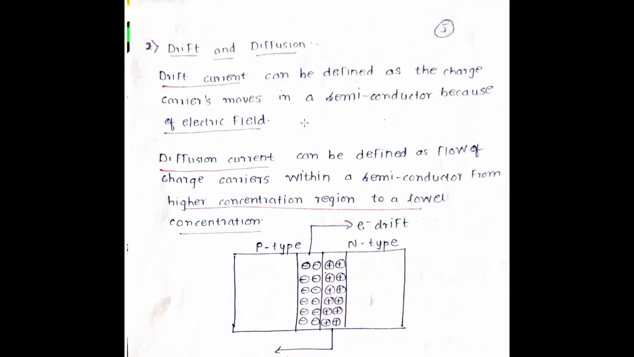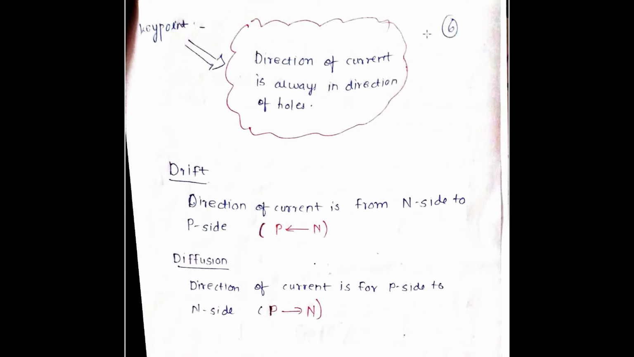So when I say that a drift current is because of the electric field, diffusion current is taking place in a semiconductor when there is a concentration change from higher to lower. Similarly, there is a hole direction, there is an electron direction, but the direction of current is always the direction of holes. In case of your drift, the holes are moving towards the left hand side, hence the current is moving from right to left. But in case of your diffusion, the hole direction is from left to right, hence the current direction is also from left to right.